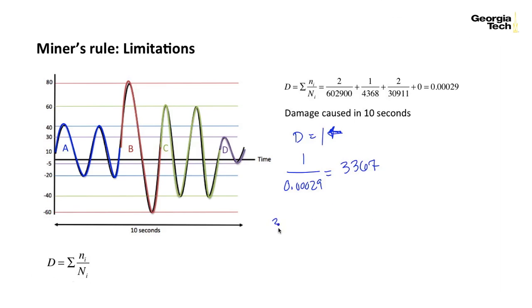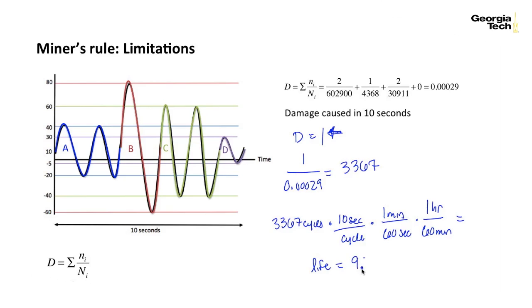So if we have 3,367 cycles, and we know that each cycle is 10 seconds long, so 10 seconds per cycle, and they wanted us to find the life in hours, so 1 minute per 60 seconds times 1 hour per 60 minutes. What we end up with is that the life of the part is 9.3 hours. So this part can cycle for 9.3 hours of these stress cycles before it's going to fail.